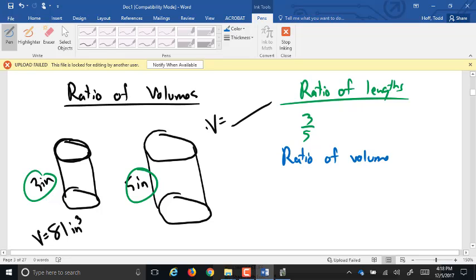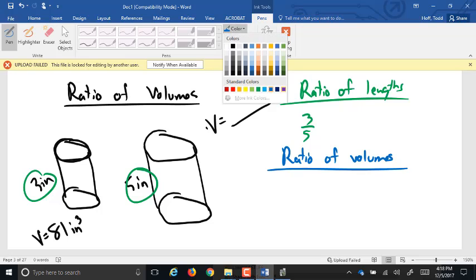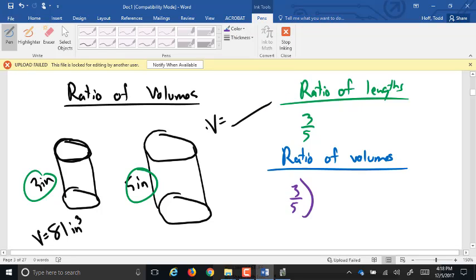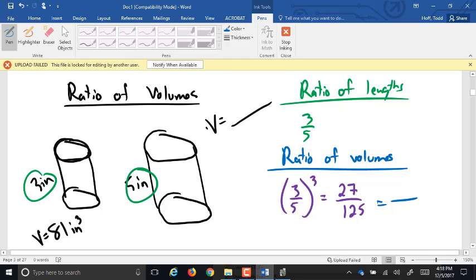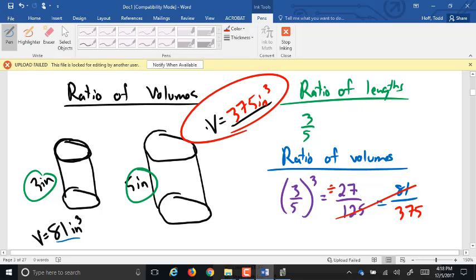To find the ratio of volumes from that, we would take the 3 to 5 and we would cube it. 3 cubed is 27. 5 cubed is 125. The 81 is from the smaller figure, so I'll plug that in on top. So our new volume is 125 times 81 divided by 27, which is 375 inches cubed. Any questions there?